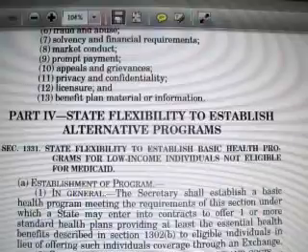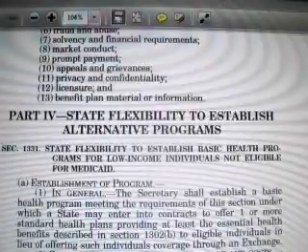This is kind of the same way with the Pell Grants. As soon as you start earning some real income, you're not eligible for the Pell Grant anymore. Don't believe me? Try it. You'll see. Okay.